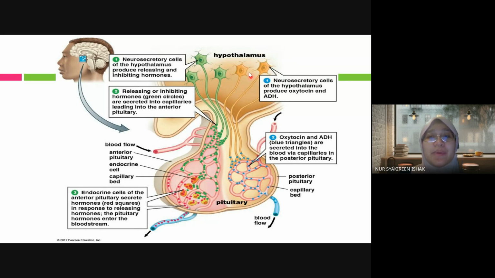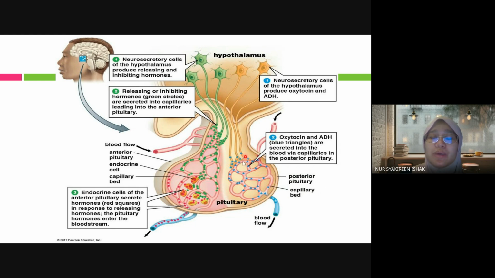Cell body ni dia ada apa? Dia ada cytoplasm, dia ada nucleus. So the nucleus instructs the cell to produce certain proteins that become hormones. So the hormones will be traveling through the axon until they reach the axon terminal and are secreted at the posterior. Sini awak tulis secretes. So therefore the posterior is to secrete the hormone produced or synthesized by the hypothalamus.